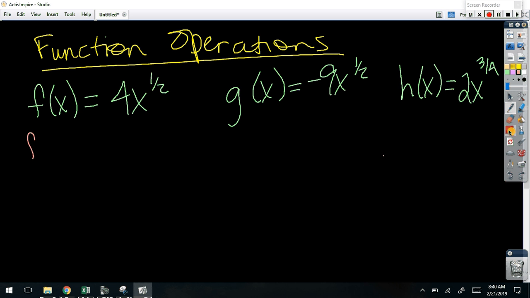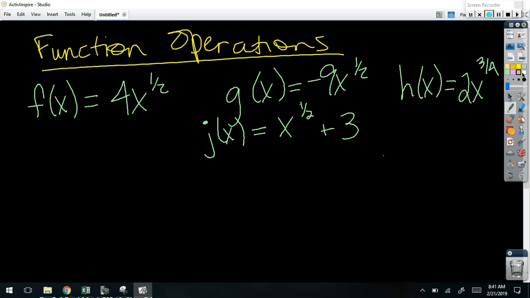Actually, let me define one more, j of x. If it can't go together, it's the same thing, you just leave it. So if you were to multiply, let's say we did f of x times j of x, we'd write that whole thing out like that.